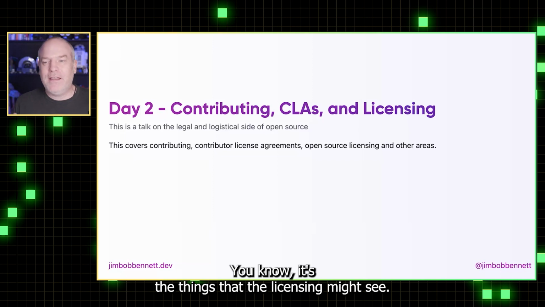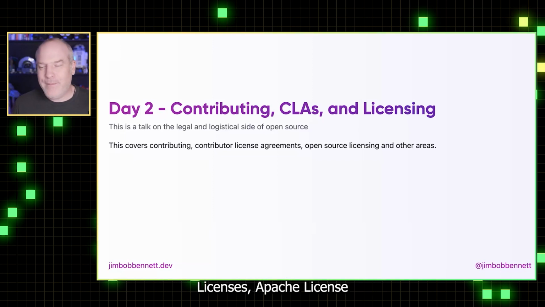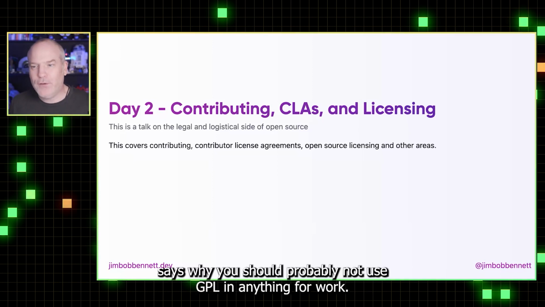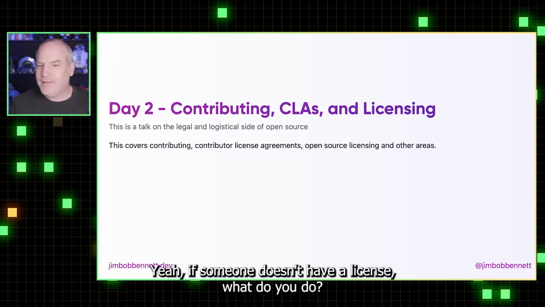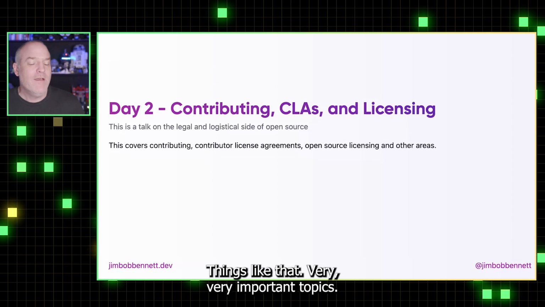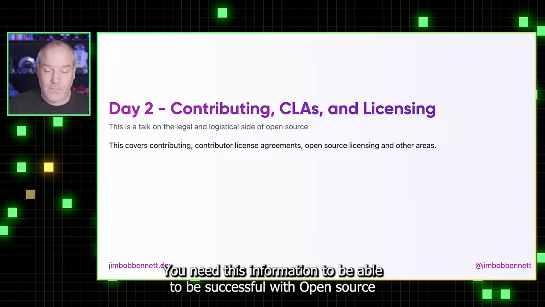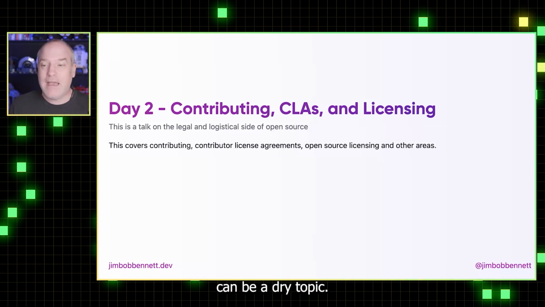It's also things like the licensing: MIT licenses, Apache licenses, and why you should probably not use GPL in anything for work. And if something doesn't have a license, what do you do? Things like that. Very, very important topics. You need this information to be able to be successful with open source. It can be a dry topic.